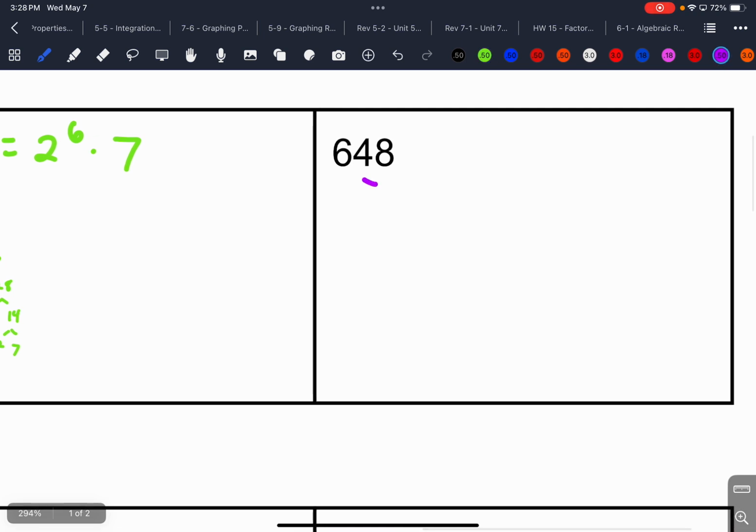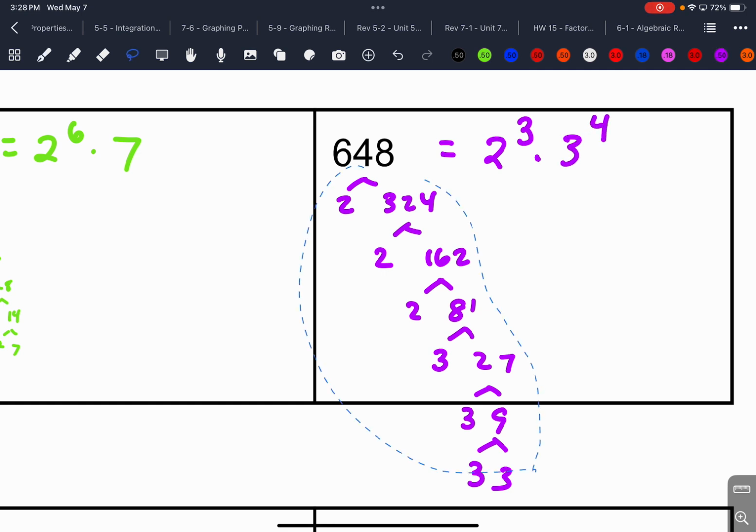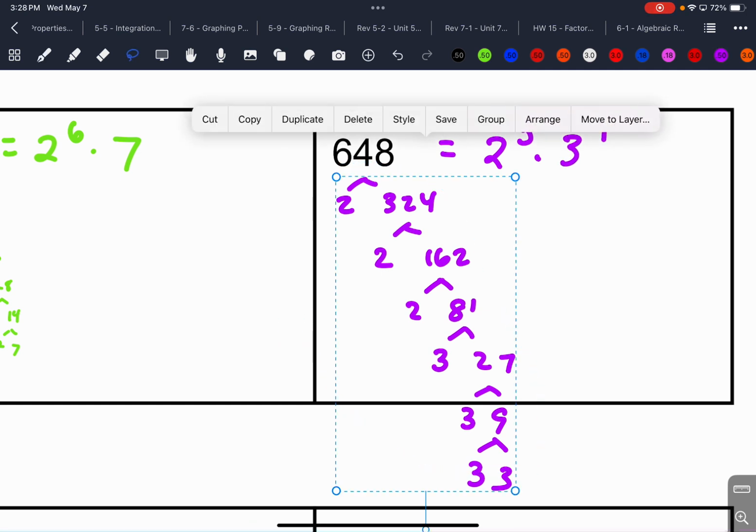And then 648, we go 2 and 324, 2 and 162, 2 and 81, and then that's 3 and 27, 3 and 9, 3 and 3. So this is 2 to the 3rd times 3 to the 4th. So that's the reminder on prime factorizations.